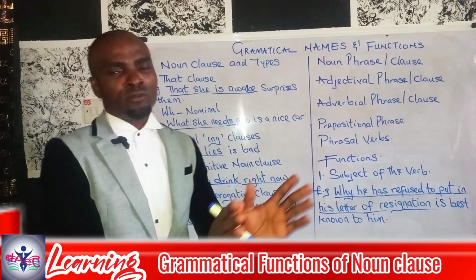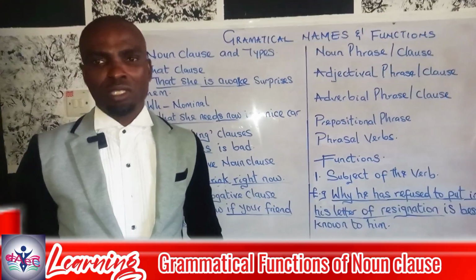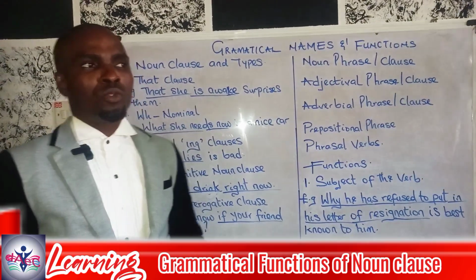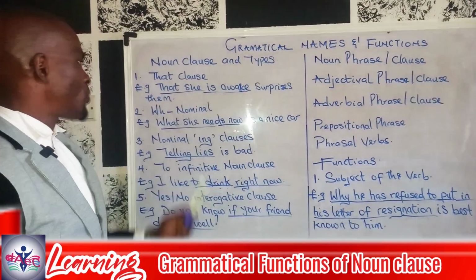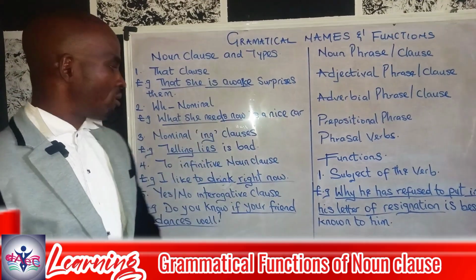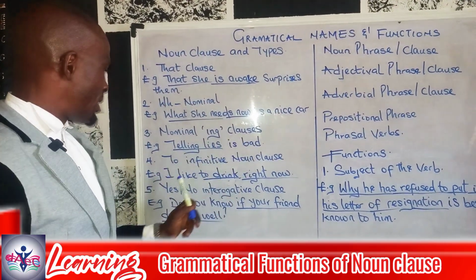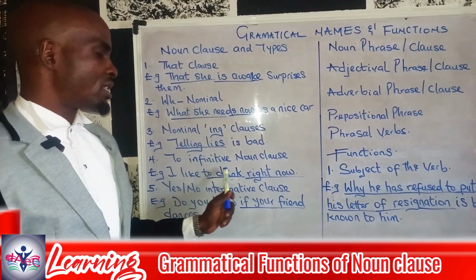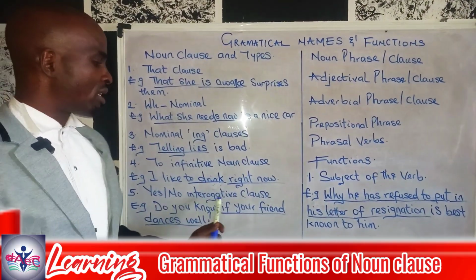And we have different types of noun clauses. We have 5 types, basically. Number 1, we have the that clause. Number 2, we have the WH nominal clause. Number 3, we have nominal ing clauses. And number 4, we have the to infinitive noun clause. And lastly, we have the yes or no interrogative clause.